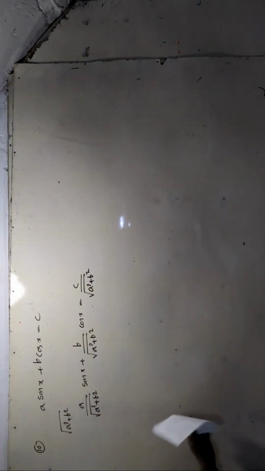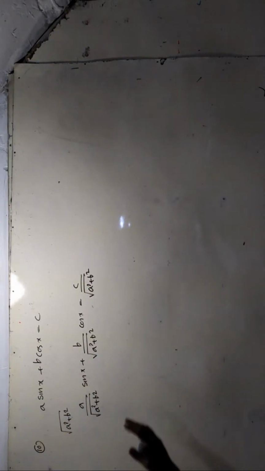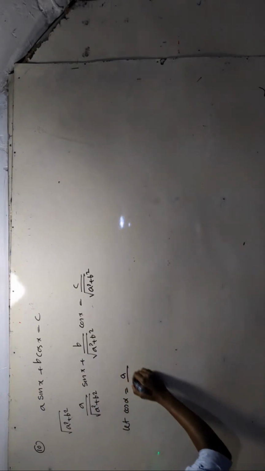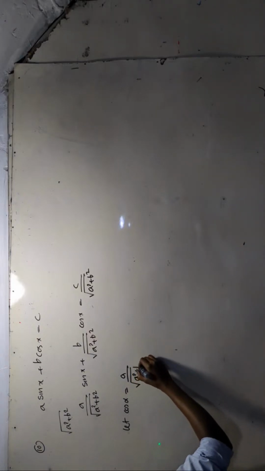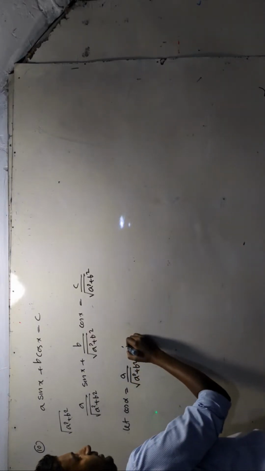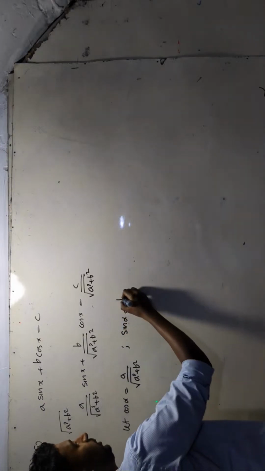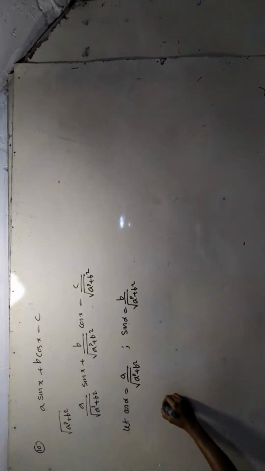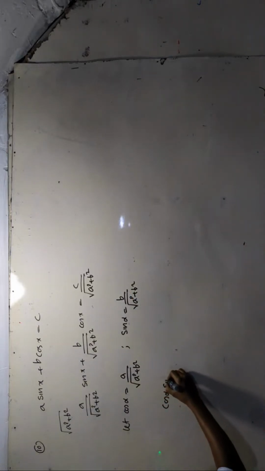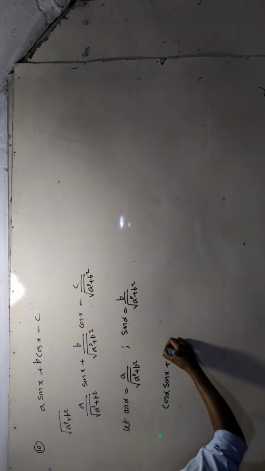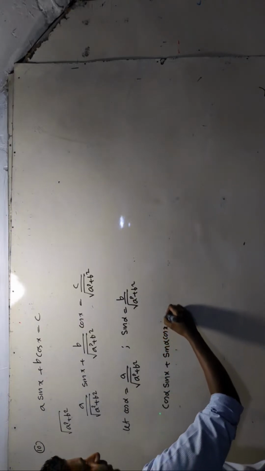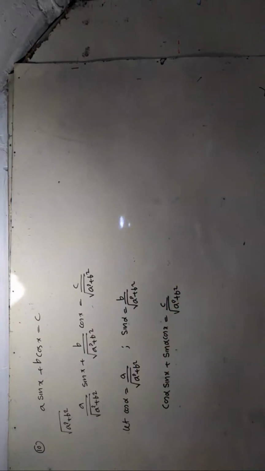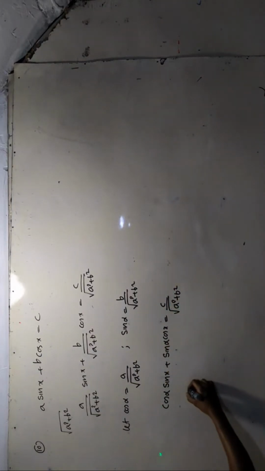Okay, right. Now, we can take these as sin and cos, in the result method. So I'm going to let cos alpha be equal to A over root A squared plus B squared. That means my sin alpha will be equal to B over root A squared plus B squared. That means cos alpha sin x plus sin alpha cos x is equal to C over root A squared plus B squared. Now here is the A plus B formula, sin cos plus cos sin. That means sin of x plus alpha.